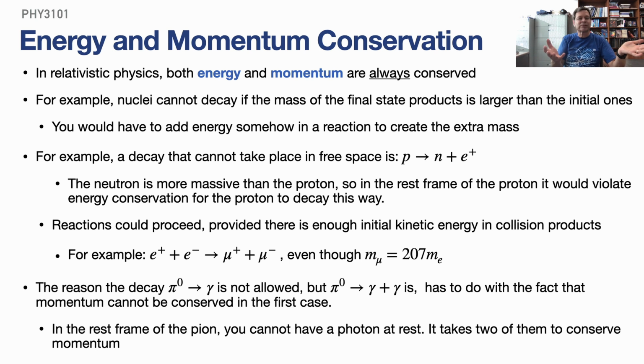The photon has to travel at the speed of light in any reference frame. So it doesn't work unless you have two photons whose net momentum sum would then be the momentum of the initial pion. So it takes two of them to conserve momentum. That's one way to think about it.